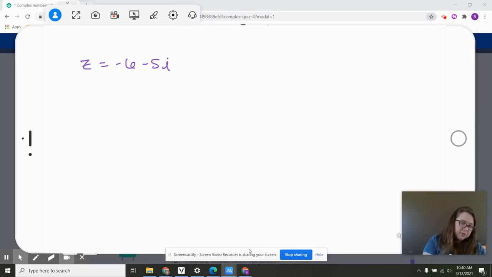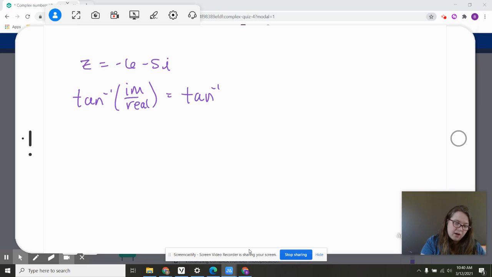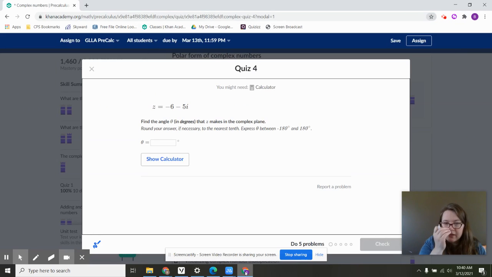The formula that we're supposed to use is the inverse tangent of the imaginary part over the real part. So for this one, it's going to be the inverse tangent of 5/6 because that would simplify. But then this is going to give a positive value. So let me come back here because it says it's in degrees. We're going to make sure that mode is in degrees.